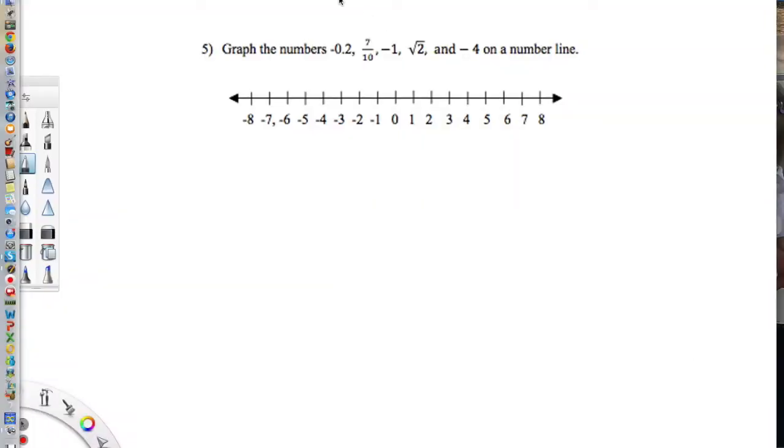Let's look at number 5. Now number 5 looks fun. Graph the numbers -2/10, +7/10, -1, the square root of 2, and -4 on the number line. Okay, well, let's start out with -2/10.